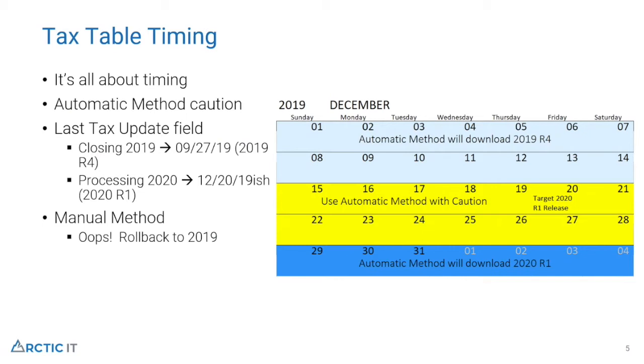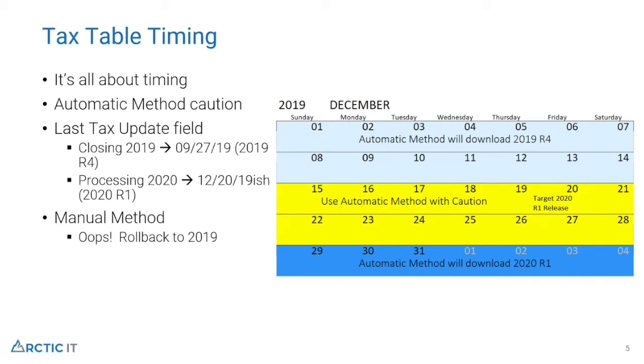When you are processing your first 2020 payroll, you're going to want to see a date in there of December 20th, 2019, or something around there. Again, we don't know what the official release date is. We just know that it's going to be targeted to be around the 20th. So make sure that you've got the right tables for whatever process that you're running.